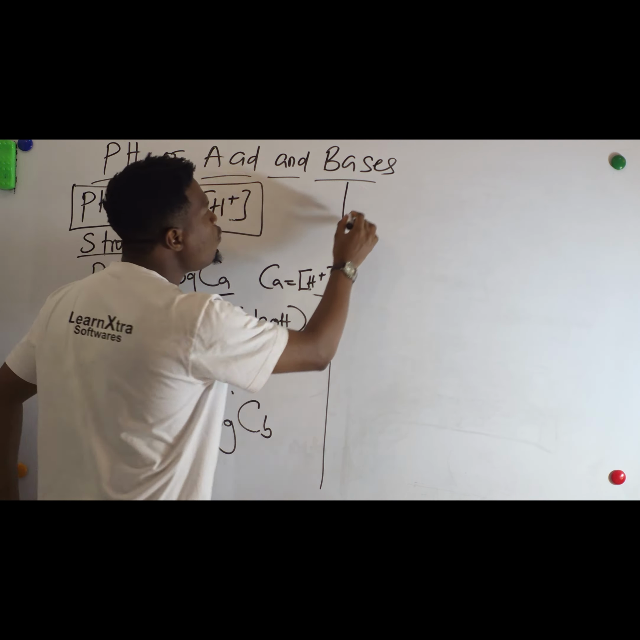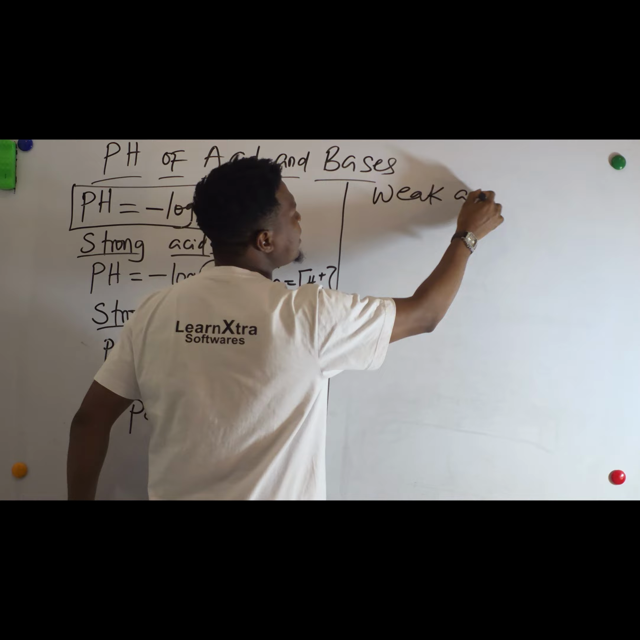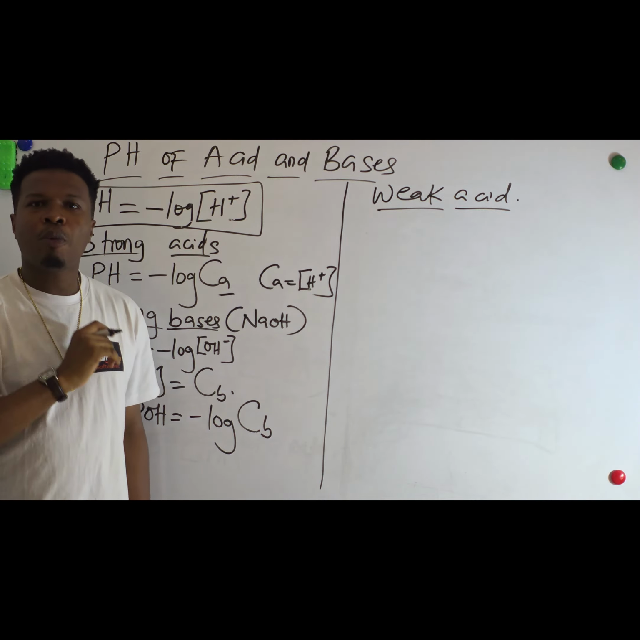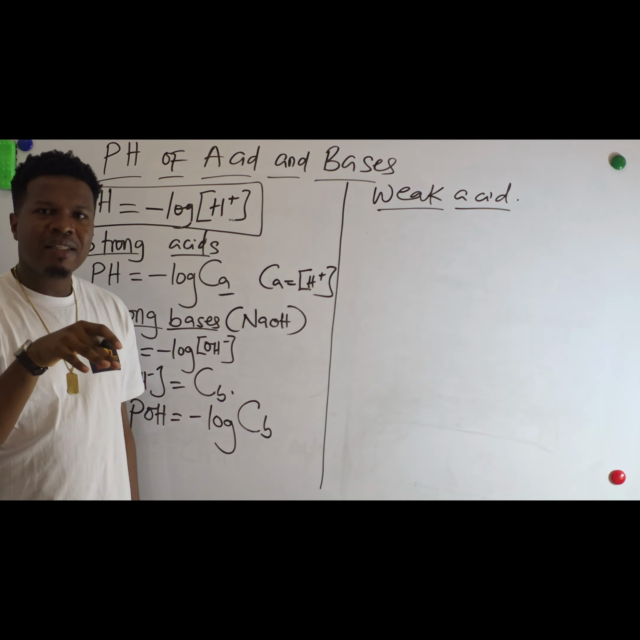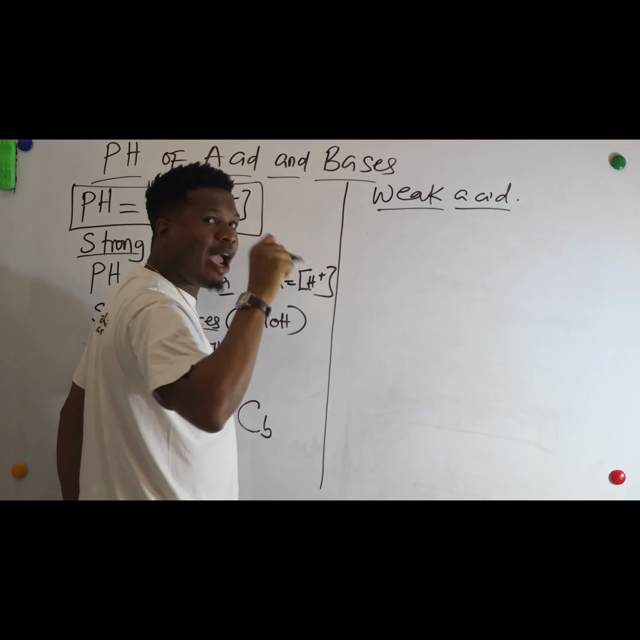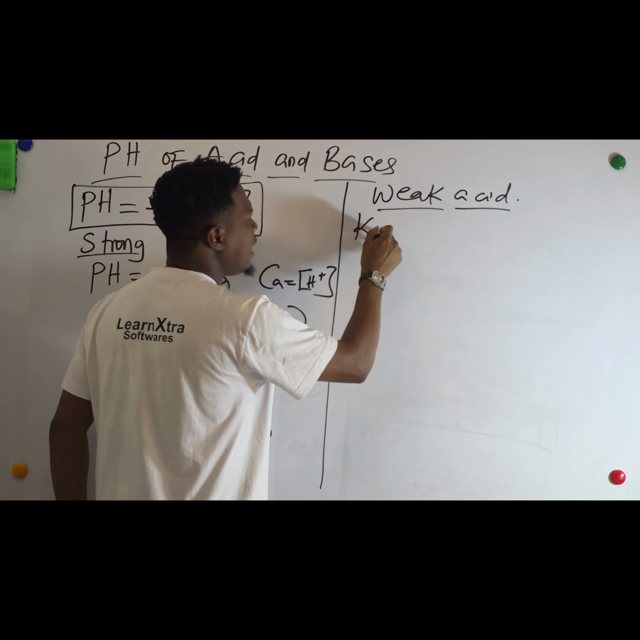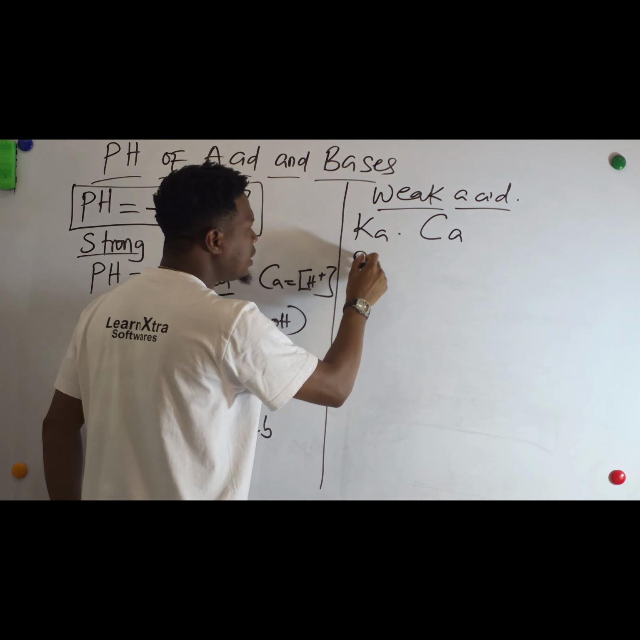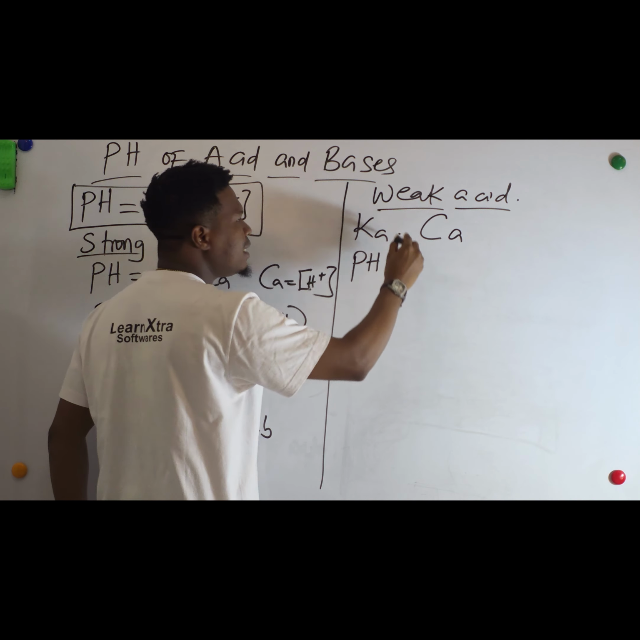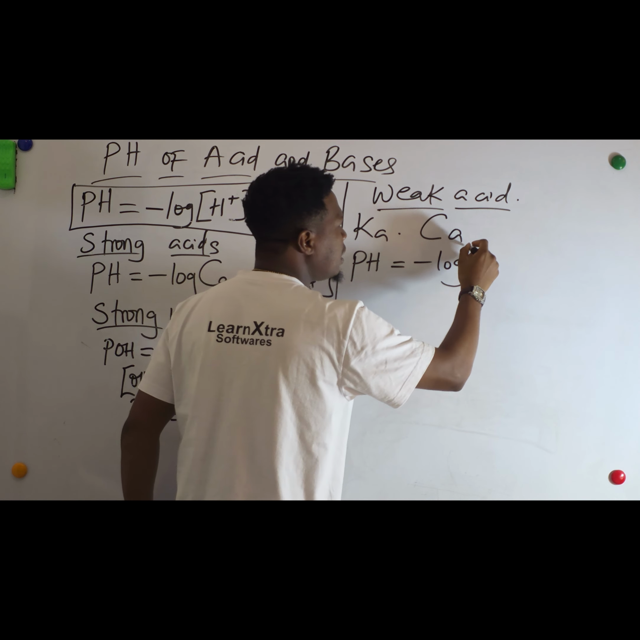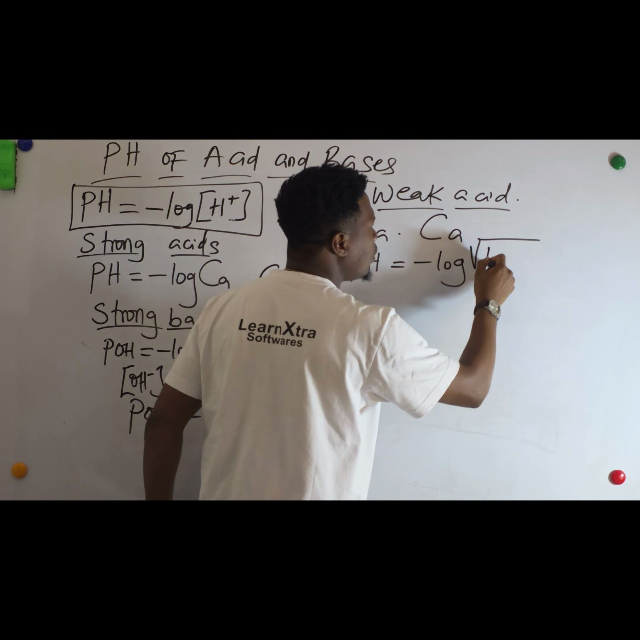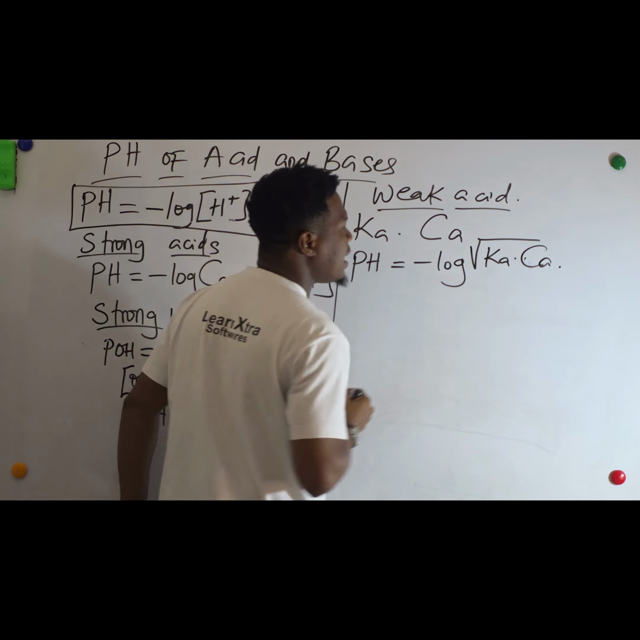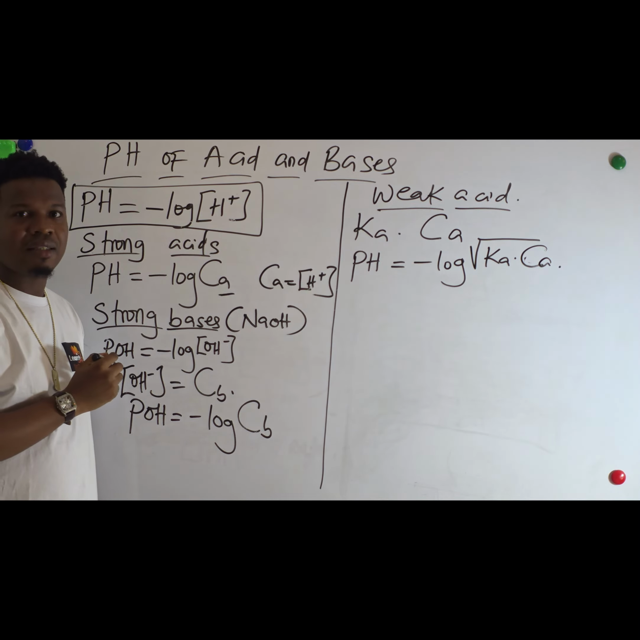But now, if we are talking about a weak acid, remember that weak acids do not ionize completely. So because of that, you have to introduce the ionization constant of the acid, which is Ka, and also the concentration of that acid. So the pH of a weak acid is the negative log of the square root of Ka times what? The Ka times that of the acid. You have this for weak acids.